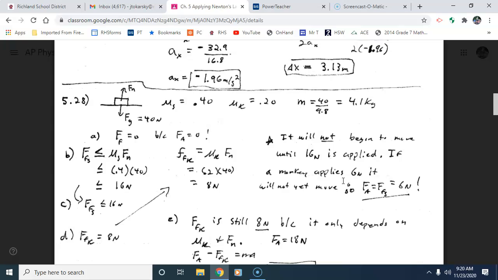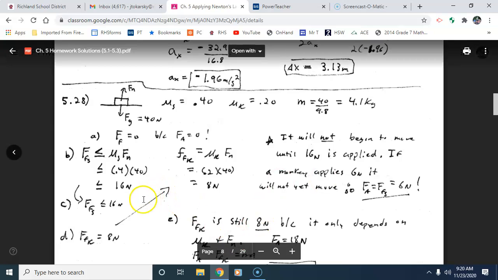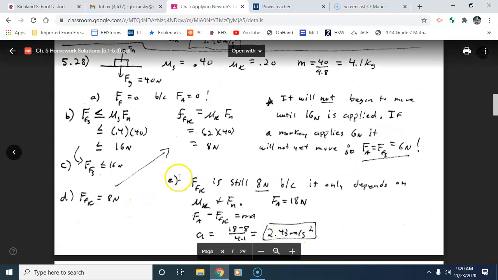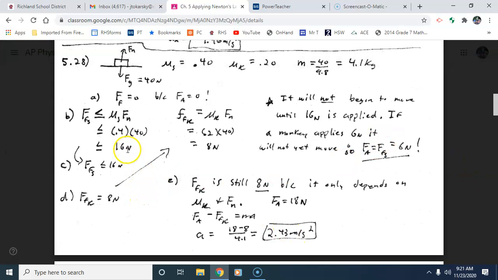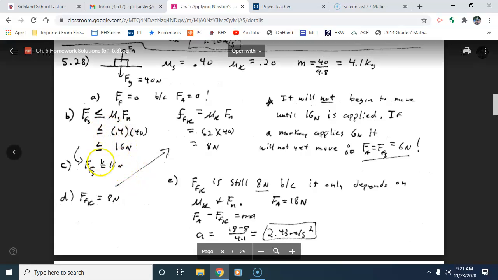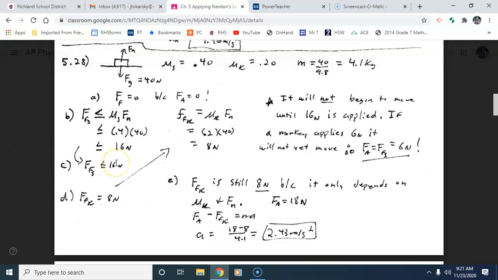It says, what minimum horizontal force must the monkey now apply to just start it in motion? So to just start it in motion, now we reach that breaking point, right? And we already actually figured that out up here, all right? Once we press at 16 newtons, that's when it's going to just start to move, okay? So we didn't have to figure anything out there. It's just using that same concept, right? And then in part D, what minimum horizontal force must the monkey apply to keep the box moving at constant velocity once it has started?